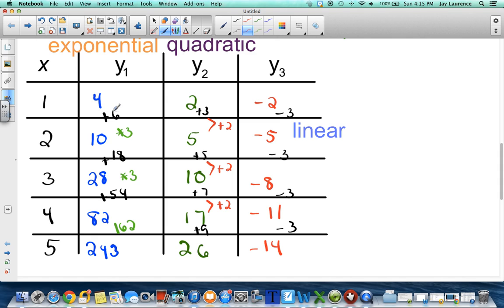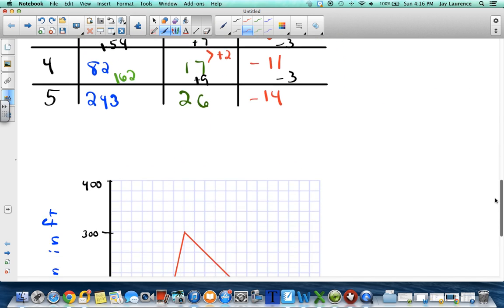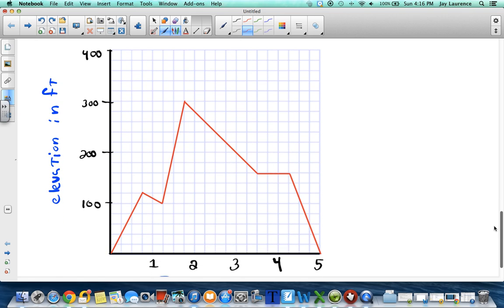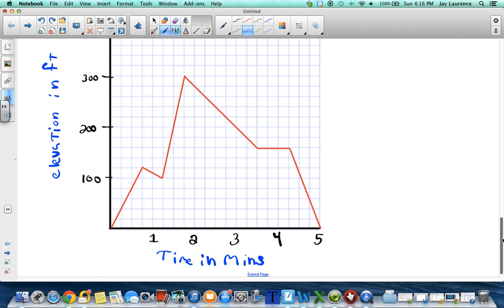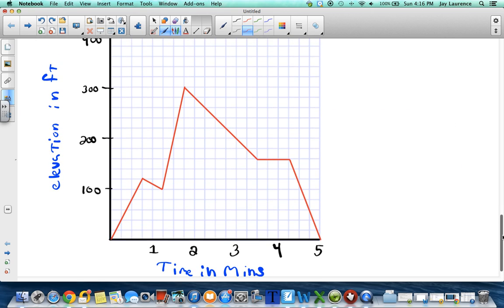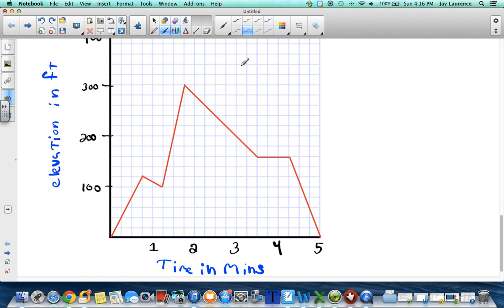Now, the exponential, the first differences are being multiplied by some number. Okay, they're being tripled or doubled, etc. So, linear, quadratic, exponential. All right, one more thing we need to go over here. You may be required to tell me a story here. All right, take a look at this. We've got this graph of elevation in feet versus the time in minutes. And I'm going to tell the story on this one, but you can make up your own if you like.